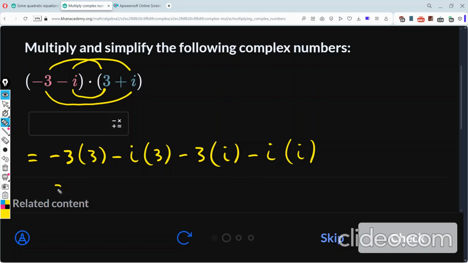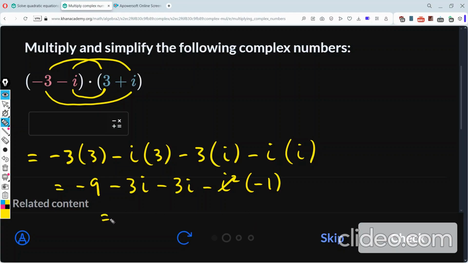All right. -3 times 3 is -9. -i times 3 is -3i. -3 times i is -3i. -i times i is -i squared. Okay, recall that we said i squared is the same as -1. So cross off i squared and write -1 in its place.